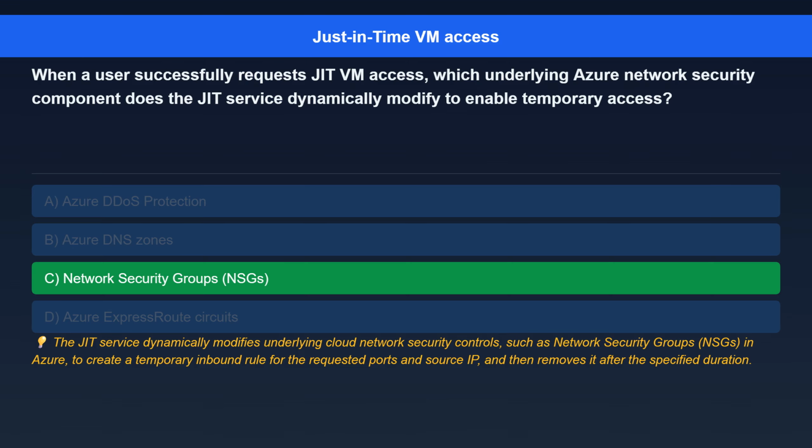The correct answer is Network Security Groups, NSGs. Here's the explanation. The JIT service dynamically modifies underlying cloud network security controls, such as Network Security Groups, NSGs, in Azure, to create a temporary inbound rule for the requested ports and source IP, and then removes it after the specified duration.